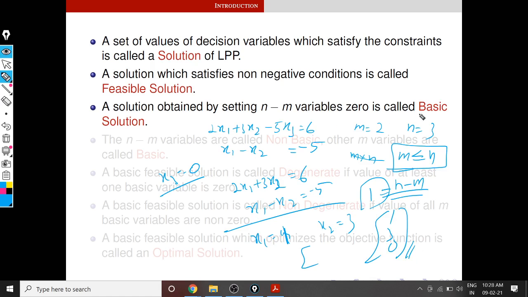These types of solutions are called basic solutions. You got it? So basic solution means we set n minus m variables to 0, then we solve the system. Such solutions are called basic solutions. That's the meaning of basic solution.